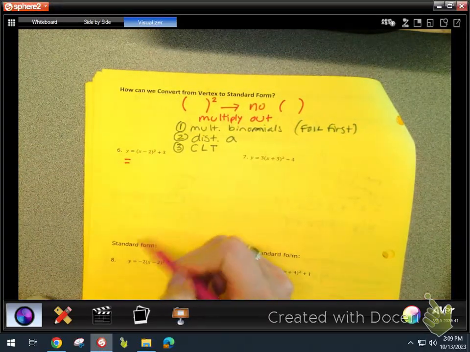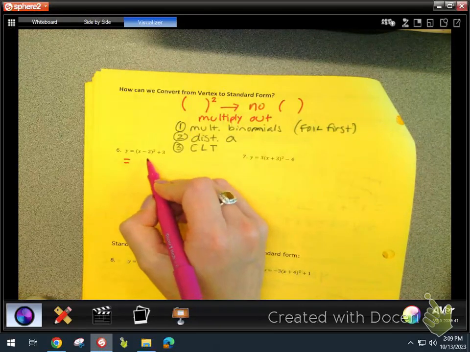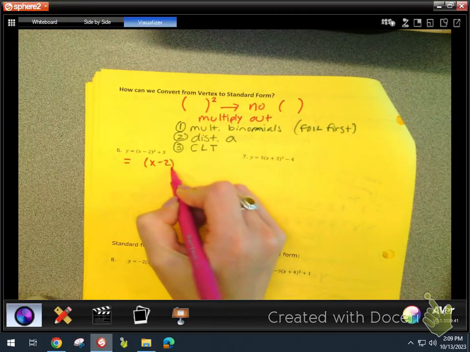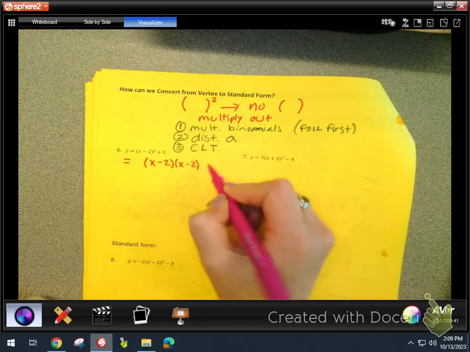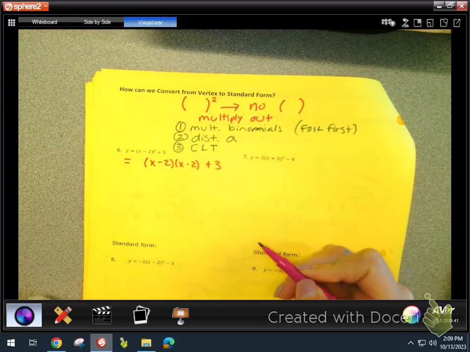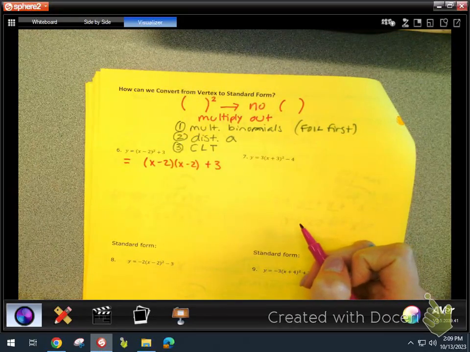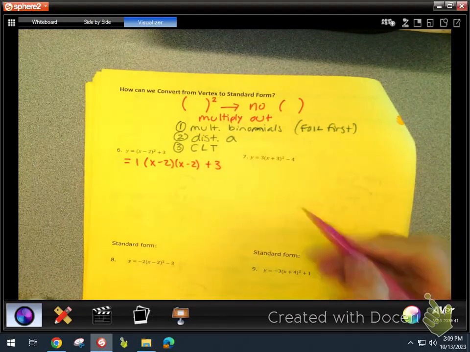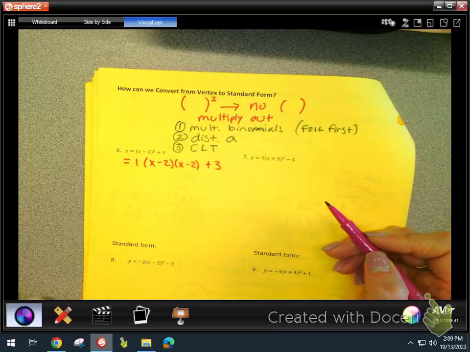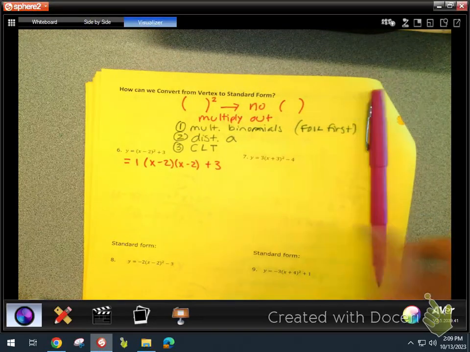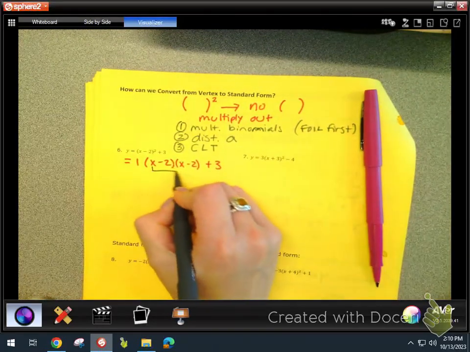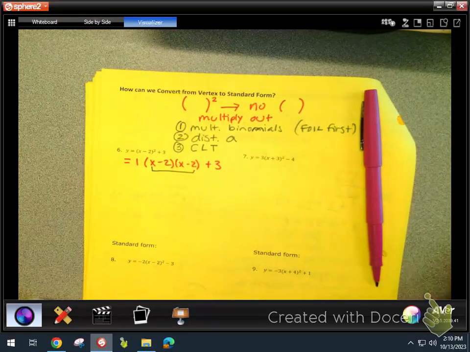So on number 6, what I would start with is I would first write this as x minus 2 times x minus 2, plus 3. Instead of a binomial squared, I just write it side by side. My a value here is 1. I'm going to put a 1 right there just so we can see how it's not really going to be a step that we have to deal with. We want to FOIL first.